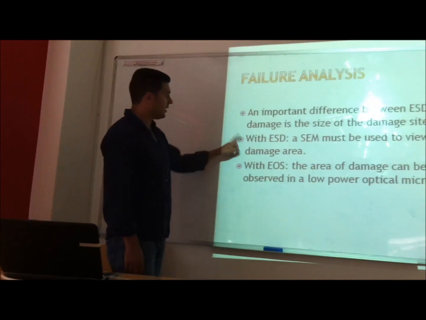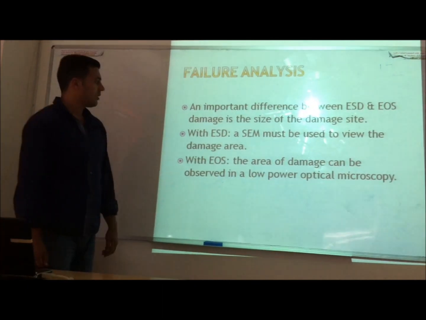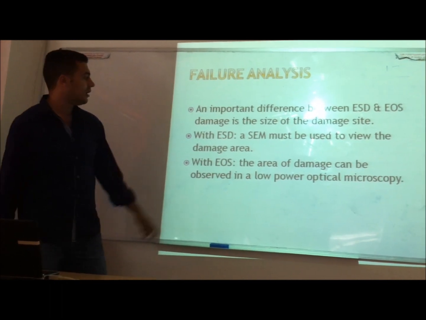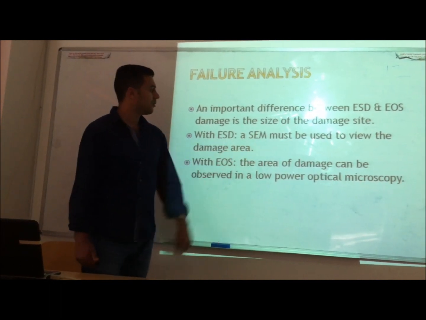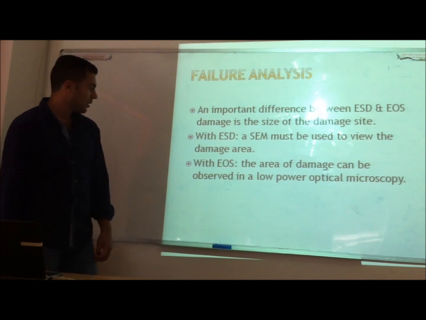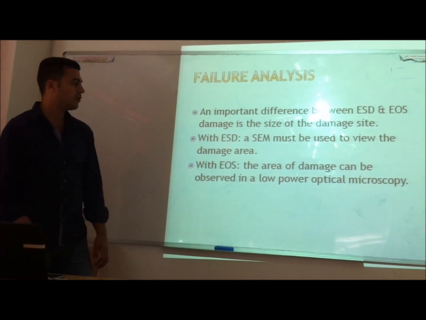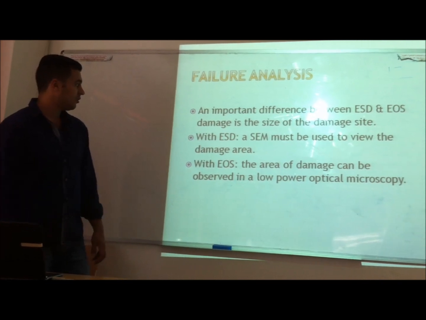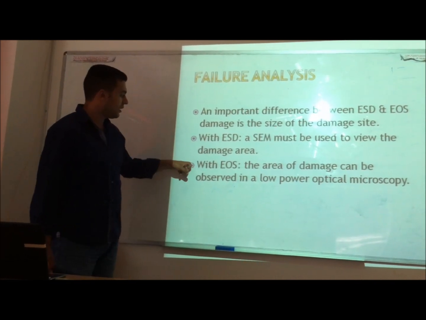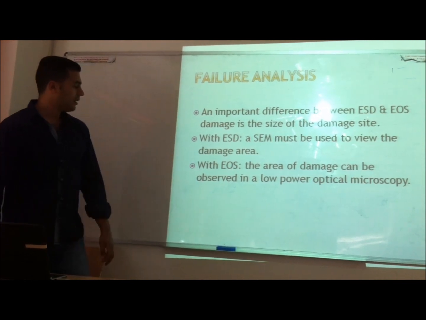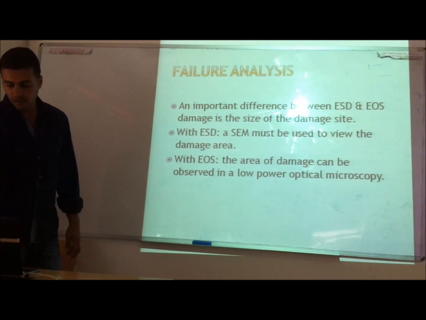With ESD, a microscope called a scanning electron microscope must be used to view the damage area. With EOS, the area of damage can be observed with a low power optical microscope. So the damage area for electrical overstress is larger than the area of electrostatic discharge. That's it.